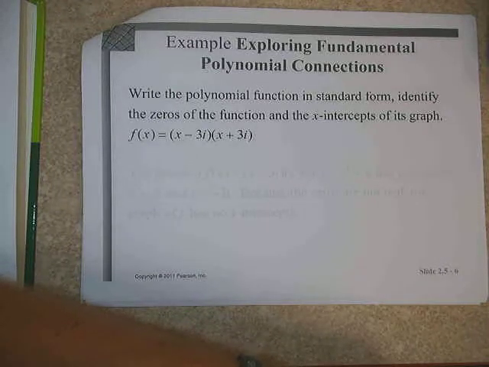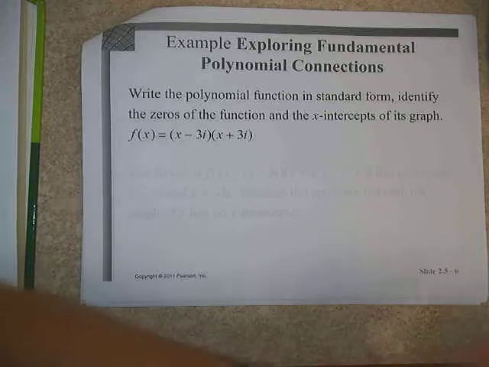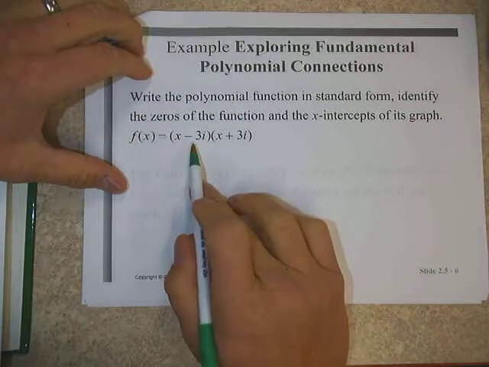What we're asked to do here is to write a polynomial function in standard form and identify the zeros of the function and the x-intercepts of the graph. So we were given this f of x. It's in factored form, as we can see. If it's in factored form, that's not standard form. We need to ultimately multiply that out.